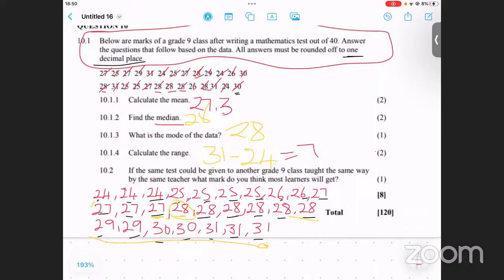Zira, have I called your name recently? You called me for number 1.2. Okay, yeah, you can hop on this one. Ma'am, I think it's going to be 28 because it's the most recurring number. Okay. Thank you, Zira.